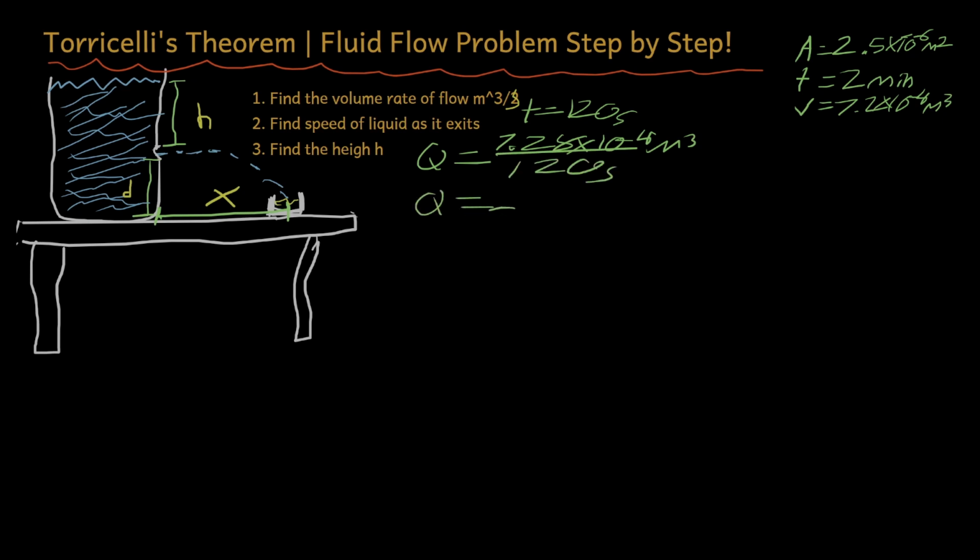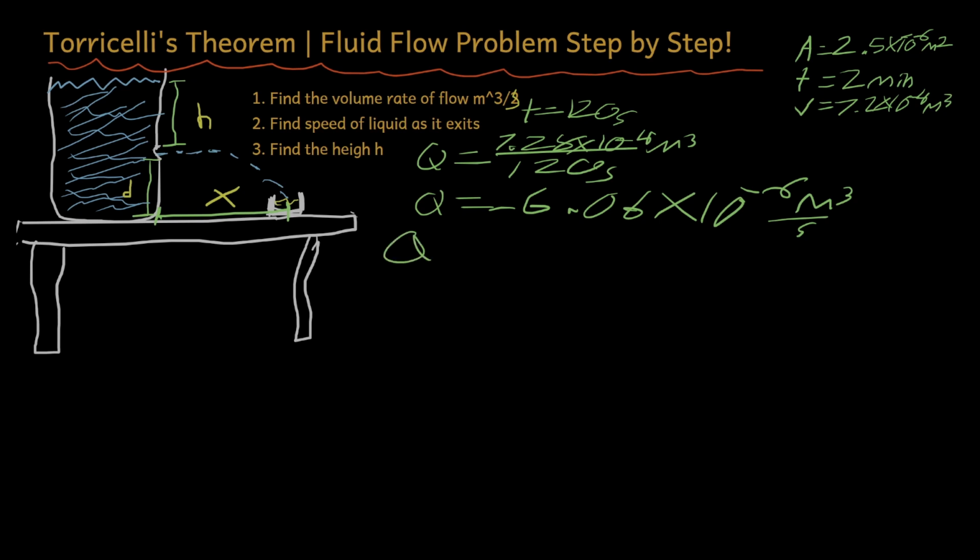Our volume flow rate will be 7.28 times 10 to the power of negative 4 divided by 120, which is going to give us 6.06 times 10 to the negative 6 meters cubed per second. Now the next question asks us, find the speed of the liquid as it exits. We're going to use our flow rate from before to solve the next part.